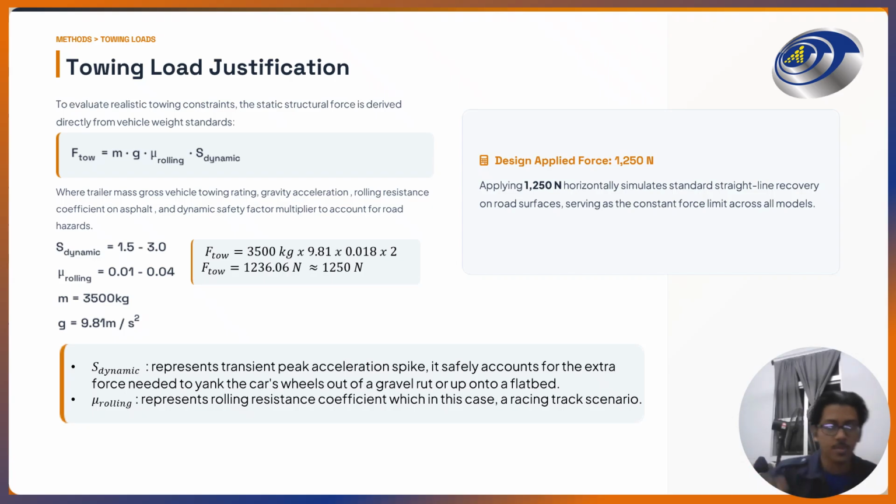Our mass for the vehicle is 3,500 kilograms, and we decided to go with 0.018 for our coefficient and a multiplier of 2. Then we get 1,236.06 Newton, which roughly equates to 1,250 Newton. With this force that we calculated, we can simulate the horizontal force that will be applied in our analysis.